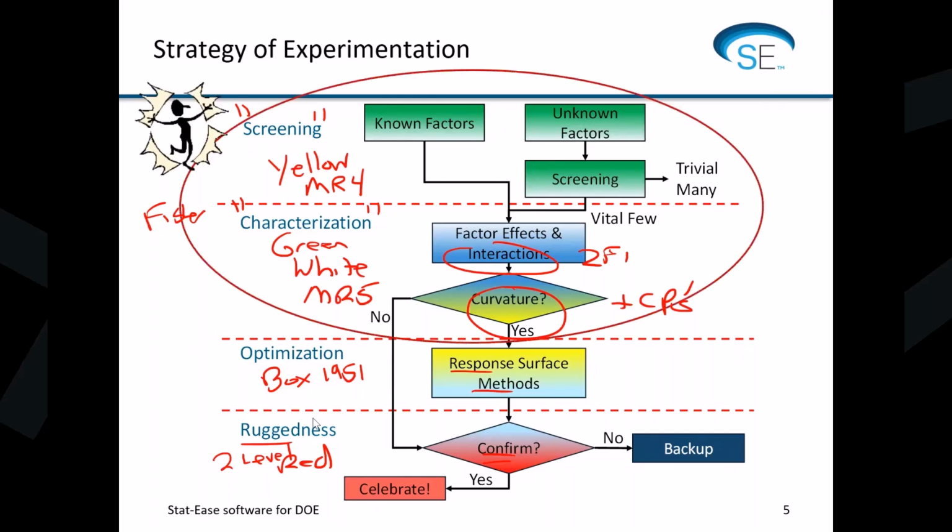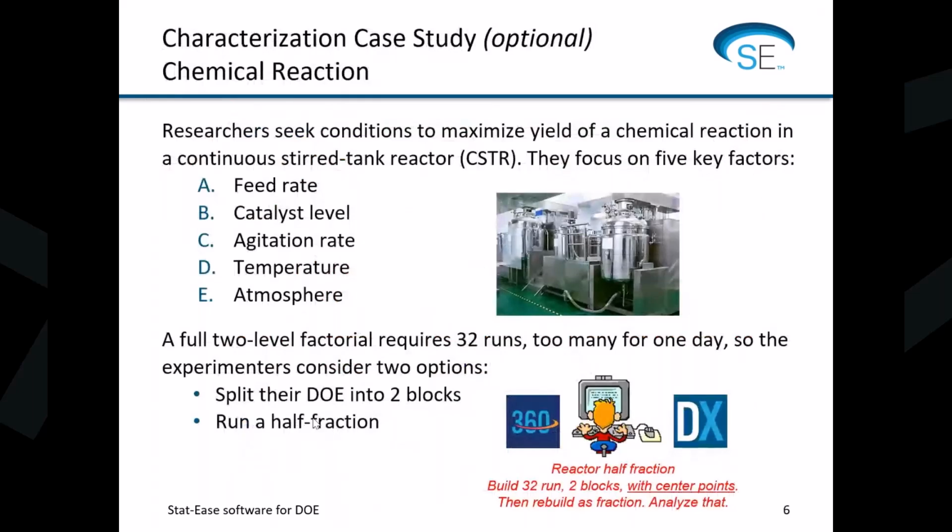Okay, so focusing on the first part, here's the first case study I've got. And excuse me for a little bit of a focus on chemical reaction, but the same templates can be used for anything, whether it's biotech, food. It could be making bearings, as I showed you. But basically, you identify variables, in this case, feed rate, catalyst level, agitation, temperature, and atmosphere.